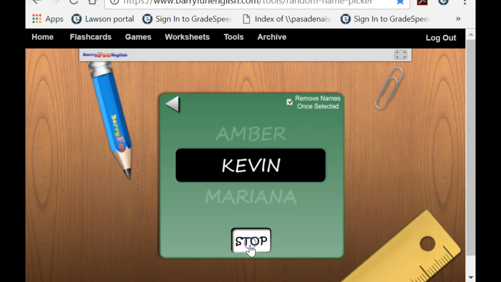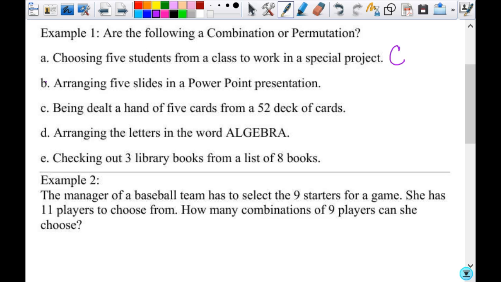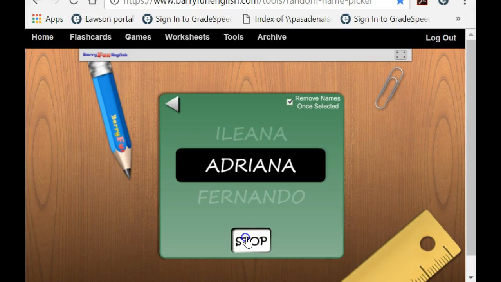All right, so then the second one, Adriana, arranging 5 slides in a PowerPoint presentation. What do you think? Permutation? Do you agree with that? Yes. Okay. So arranging them means that it's a permutation. If I'm just going to pick 5 that I'm going to throw in there because they're pictures and I don't care what order they're in, then that would be a combination. But this definitely, because you're arranging them, is permutation. Good. Thank you.